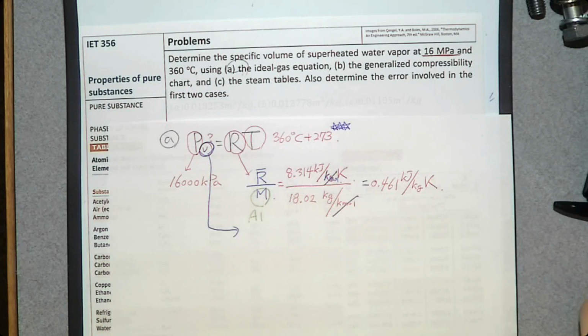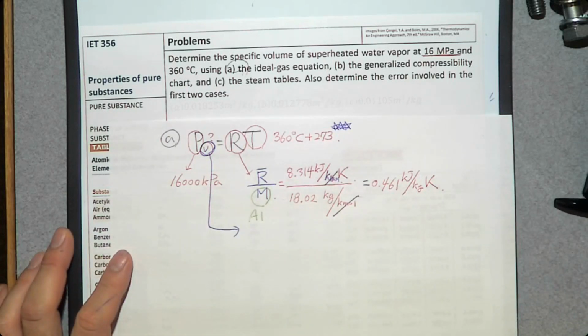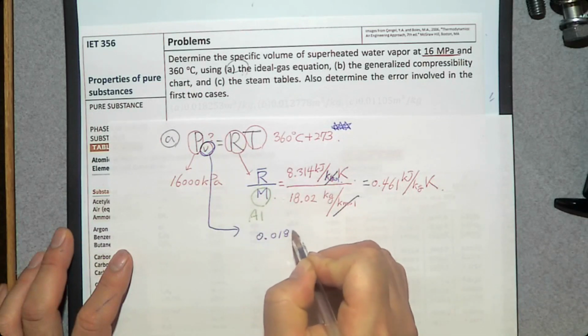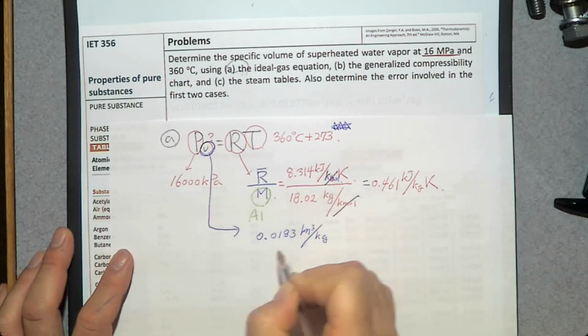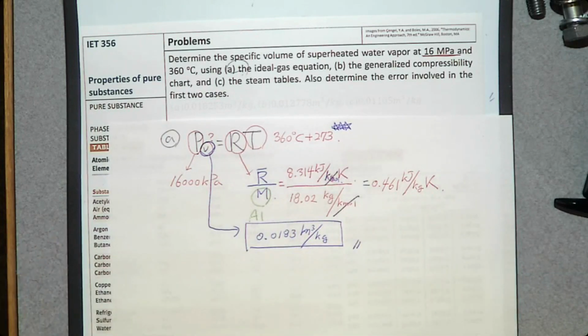Then you can determine the specific volume. If you do, you will get approximately 0.0183 cubic meters per kilogram. So that's what you got by using the ideal gas equation.